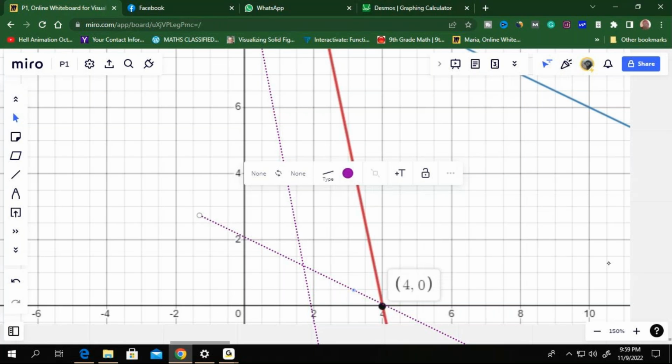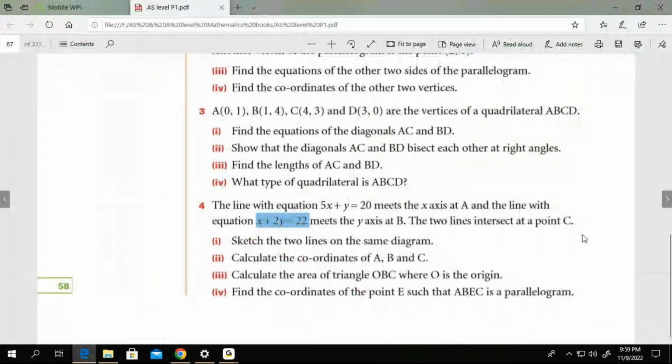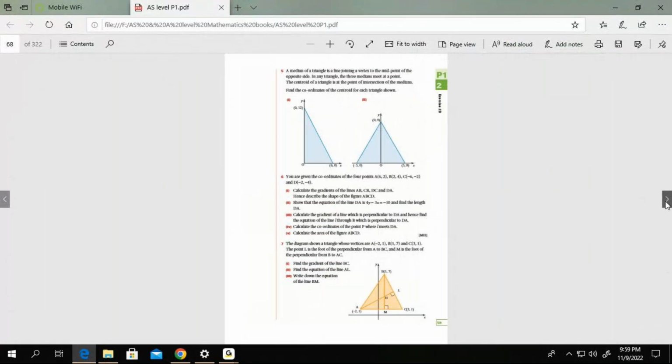I hope this is clear, how we are going to get the coordinates of our E. So minus 2, 21 is not the answer. I think it's a kind of typo or something like that. So we'll continue in the next week where we stop.